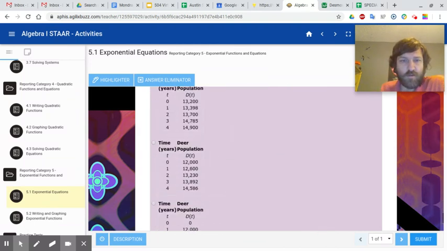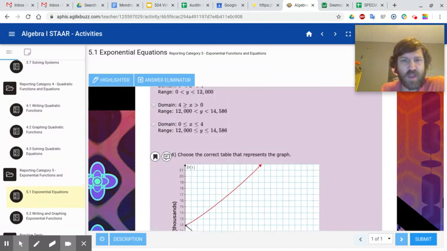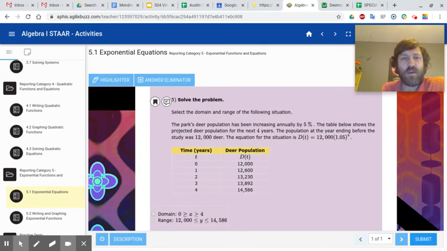Then we get to number 5, which is a graph, or 5 and 6, which are dealing with a word problem kind of example of an exponential relationship. It says the park's deer population has been increasing annually by 5%. The table below shows the projected deer population for the next 4 years. The population at the year ending before the study was 12,000 deer. The equation for the situation is 12,000 times (1.05)^x.